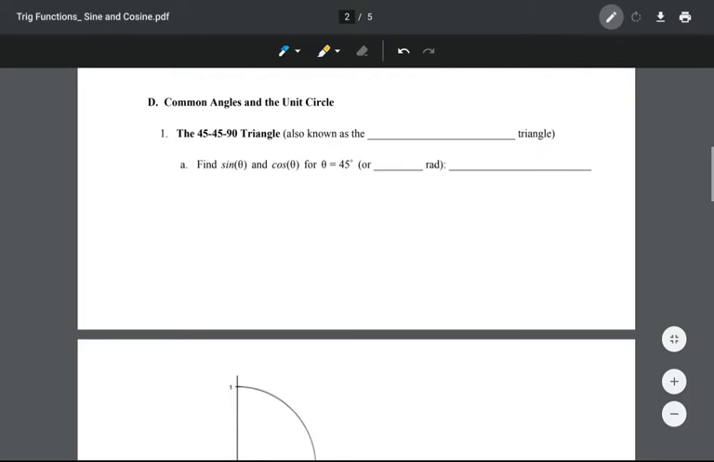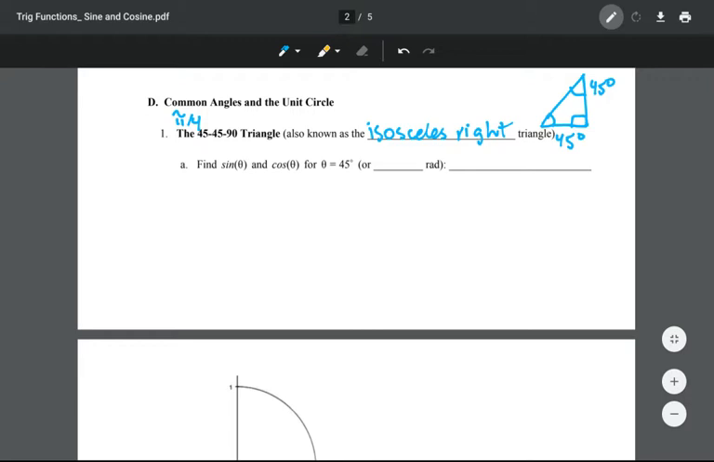45-45-90 triangle. This triangle, because it has two equal angles, also has two equal sides, and it's known as the isosceles right triangle. So if I were to draw this, it's fairly symmetric. It's actually very symmetric. So I've got my 90-degree angle here, and I'm going to label these two angles as 45 degrees each. We can call those 45 degrees, or 45 degrees in radians would be pi-fourths.